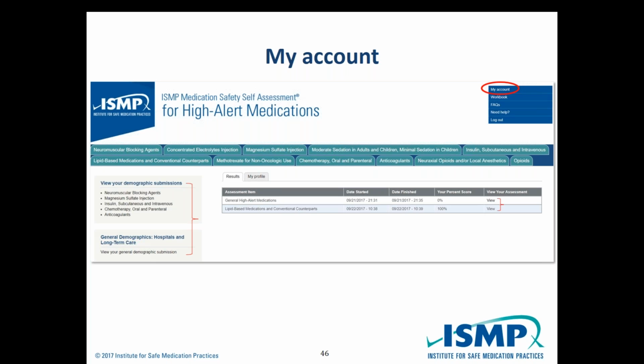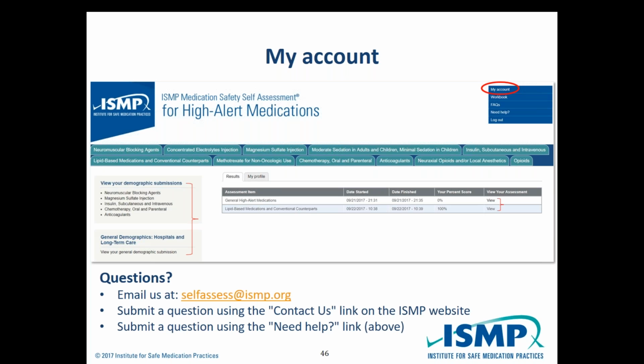It looks like we'll have time to answer questions at the end of this webinar if you have any. But at any time, if you have any IT issues or questions about the assessment, please feel free to contact us through email at selfassess@ismp.org. You can also go to the ISMP main website, go to the Contact Us link and select Self-Assessments from the drop-down menu, or through the online self-assessment form for this assessment, there's a Need Help link, as you can see here, where you can also contact us.